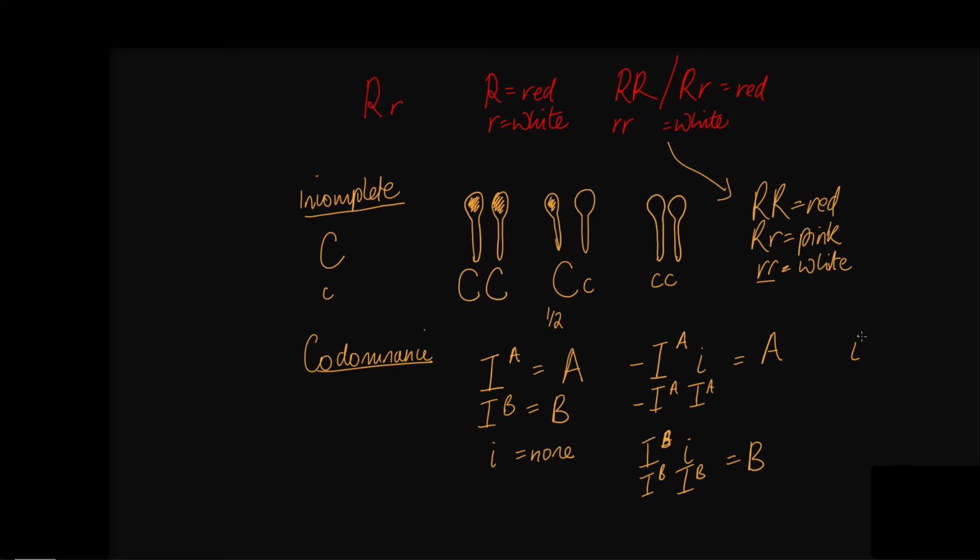If both your versions of the allele are this, they basically say I can't make antigens, so you're going to be type O, which is no antigens. However, if you're IA, IB, well then you're going to have type AB because you're going to make A antigens and you're going to make B antigens. What doesn't happen is that the A is dominant over the B or the B is dominant over the A. They are both dominant. They're co-dominant with one another. All right, so that is that example for normal Mendelian dominance, and then we've got incomplete and co-dominance.